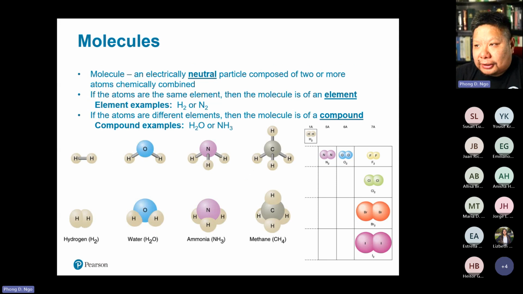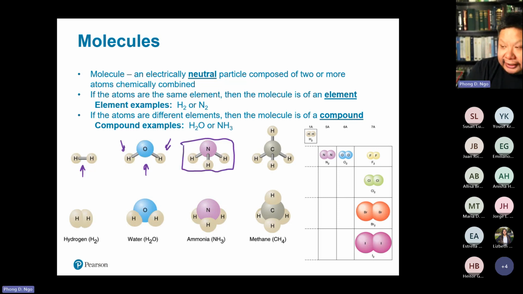So let's talk about molecules then. What are molecules? Well, molecules are the combination, right? They're the combination of atoms put together, right? So here's what a hydrogen hydrogen molecule looks like, right? Two H's put together. Here's a water molecule, right? A hydrogen and another hydrogen combined with an oxygen. This is ammonia right here.